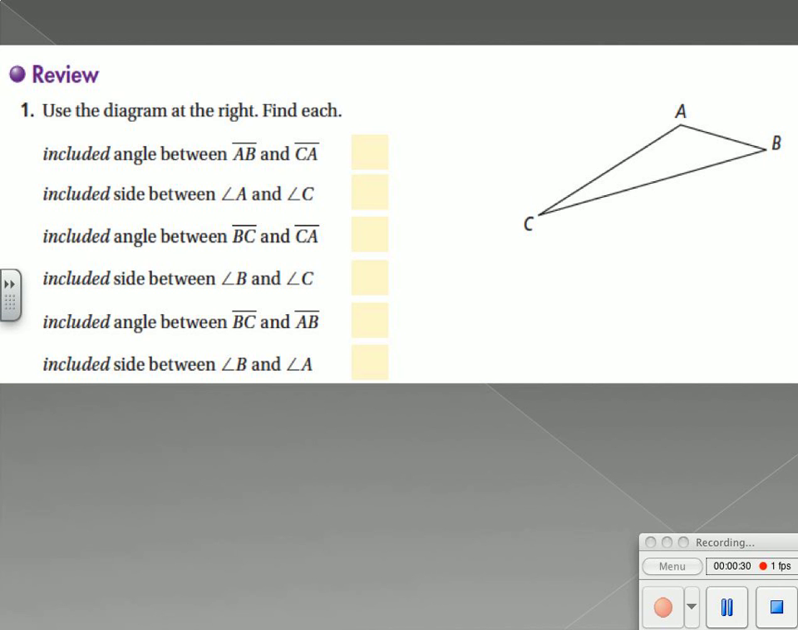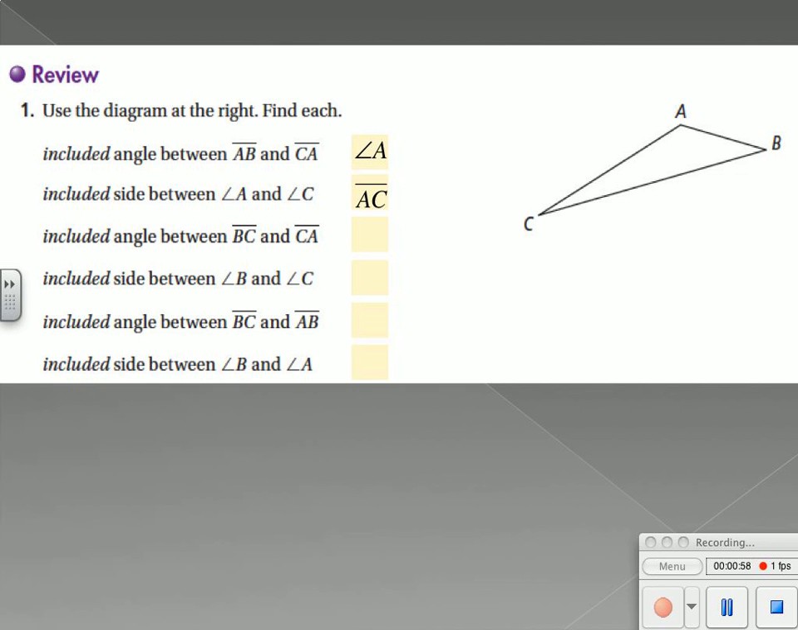So to start out, we have to remember included angle and included side. An included angle is an angle between two segments, and an included side is the side between two angles. So starting off with the diagram at the right, the included angle between segment AB and segment CA is of course angle A. The included side between angle A and angle C is segment AC.